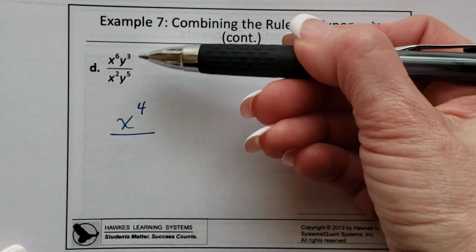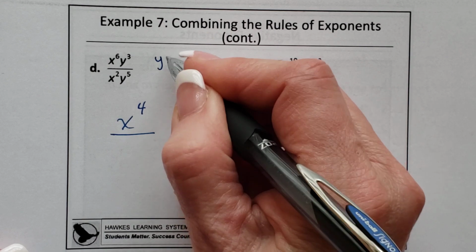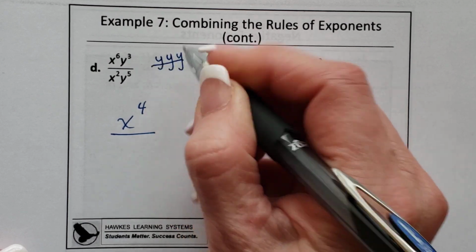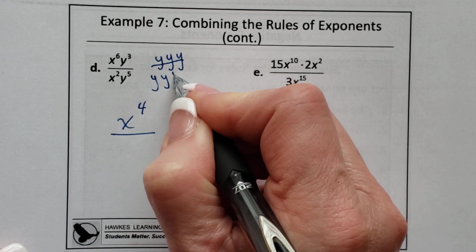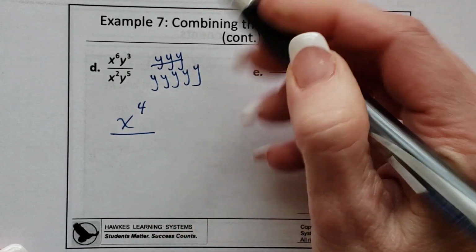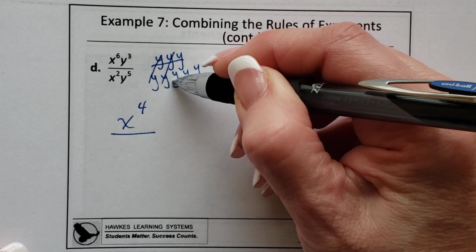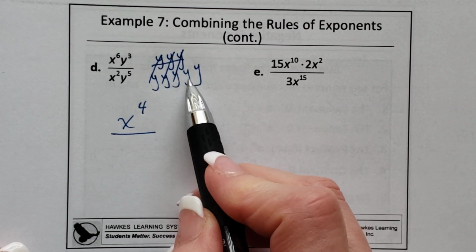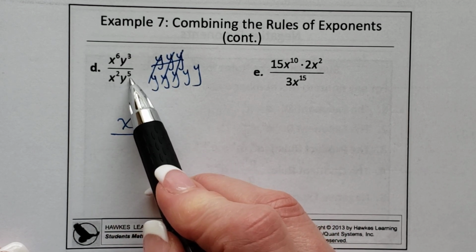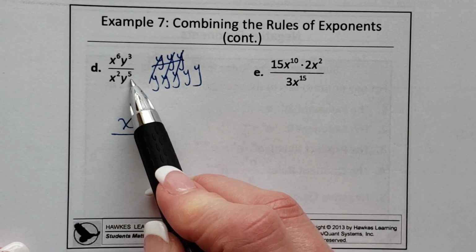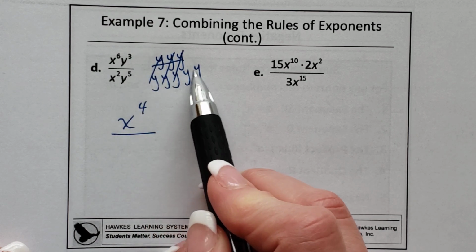All right, now look at the y's. This is like saying we have 3 y's on the top. Let's go ahead and write that out. And this is saying we have 5 y's on the bottom. Well, when we cancel on top and bottom, aren't we going to have y's left over in the denominator? Isn't 3 subtract 5 negative 2? Well, if you wrote y to the negative second in the numerator, you'd have to drop it down.